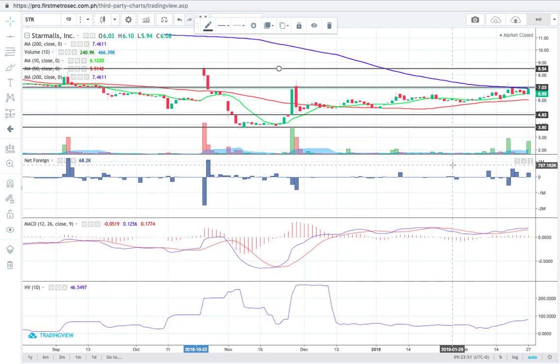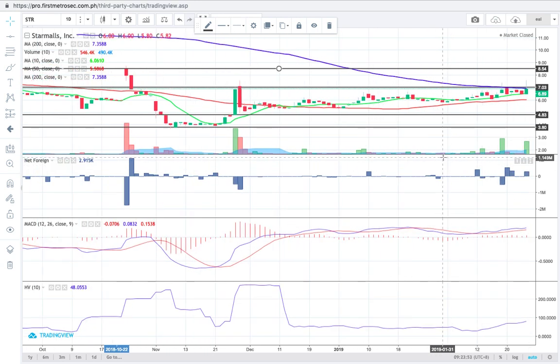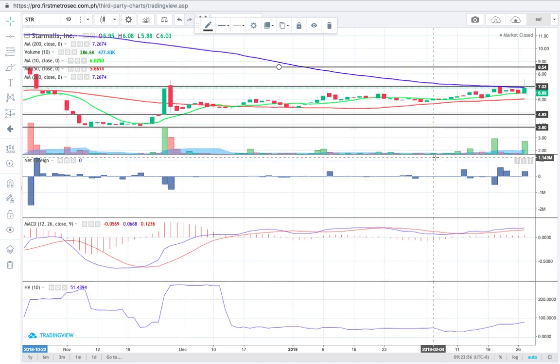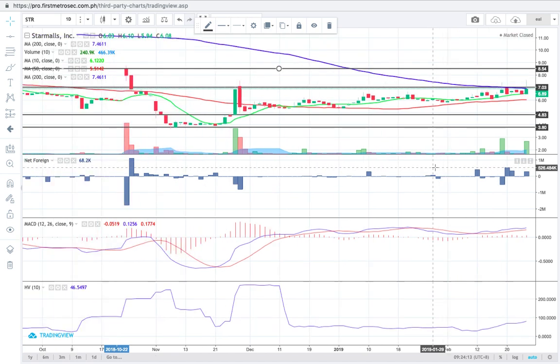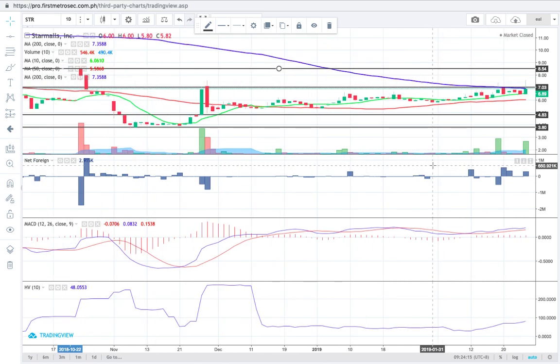Now when it comes to the alignment of the moving averages, we can see here that while STR is already moving inside the short-term bullish territory, it has a lot of things to do for it to regain its long-term bullish position above the 200-day SMA. Okay, so it's not yet completely out of the woods yet, as far as staying above the long-term horizon is concerned.